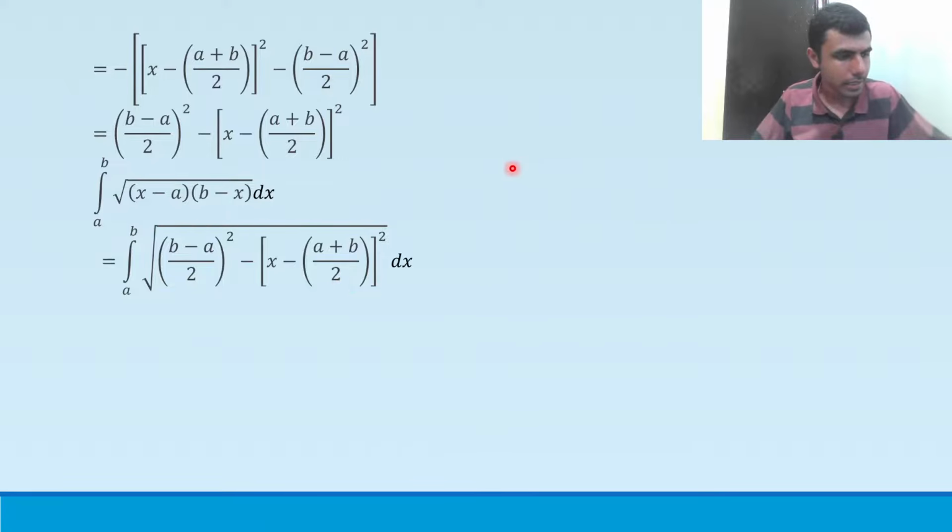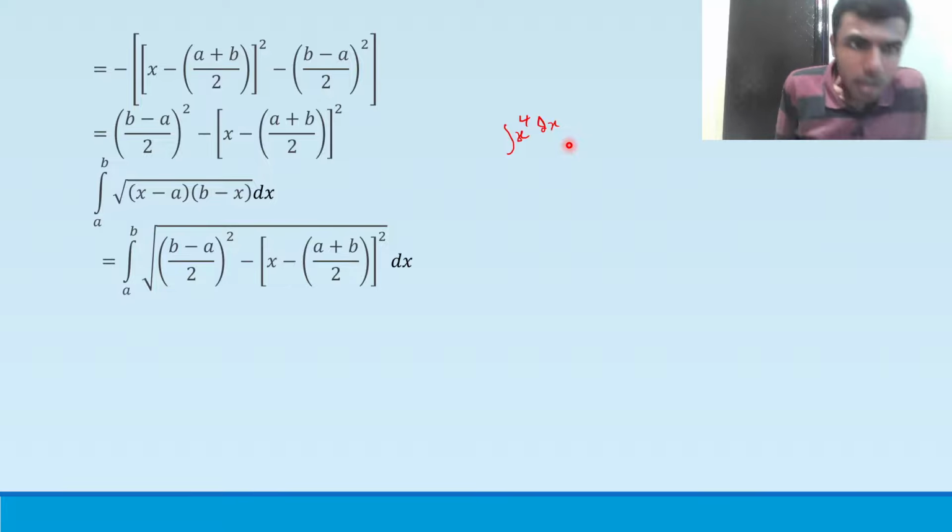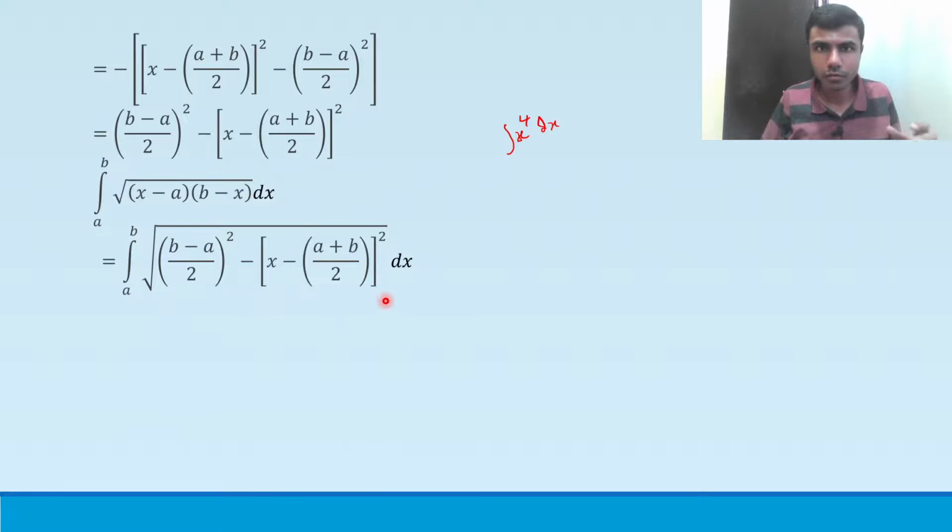For example, let's say I had to integrate integral x power 4 dx. This is my question. This is like integral x power n, so there I can apply that formula. What is integral x power n? It is nothing but x power n plus 1 by n plus 1 plus constant. Now this one is of which form?